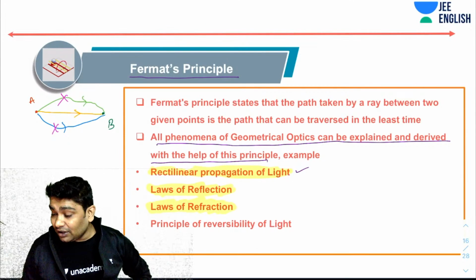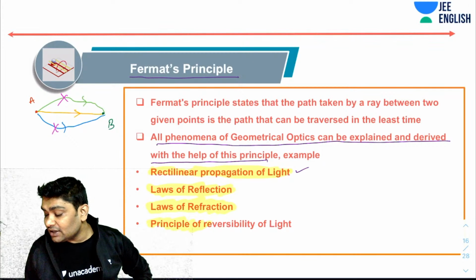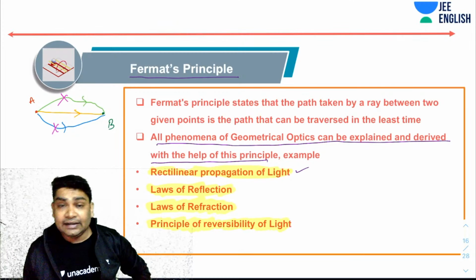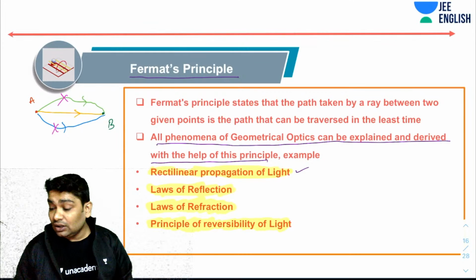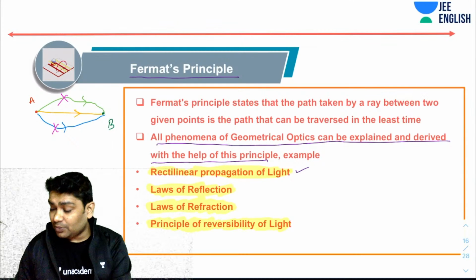And then there is something called principle of reversibility of light. So what does this tell you? This tells you if light moving from A to B takes a certain path, then while moving from B to A, it will exactly retrace its original path. Again, that can also be very easily explained now with the help of Fermat's principle.